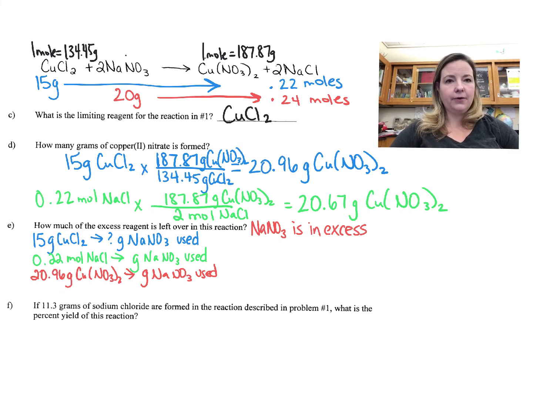So pause the video, pick a material to start with, either 15 grams of copper chloride, 0.22 moles of NaCl, or 20.96 grams of copper nitrate, or 20.67 grams of copper nitrate, and convert that to grams of sodium nitrate. That's going to tell you how many grams of sodium nitrate you are going to have to use in order to get that much of our different products, or to use all 15 grams of copper chloride.